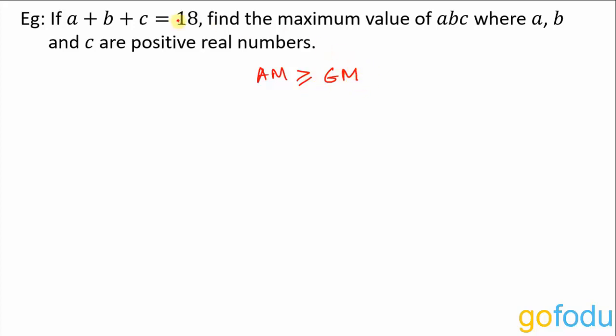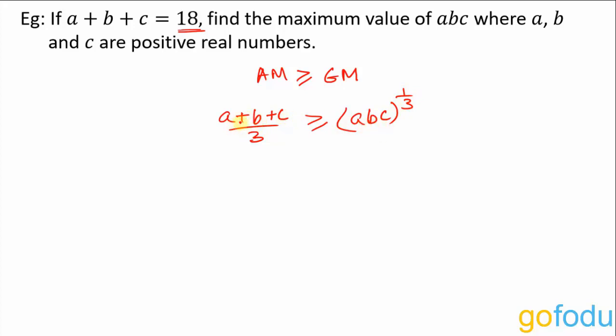Starting with this one, we have the sum of A, B and C given to us as 18. The sum is constant, and we want to find the maximum value of this product, ABC. So sum and product, AM and GM. For AM, I need (A plus B plus C) upon 3. And for GM, I need (ABC) whole raised to power 1 upon 3. This is given to me. This I am required to find.